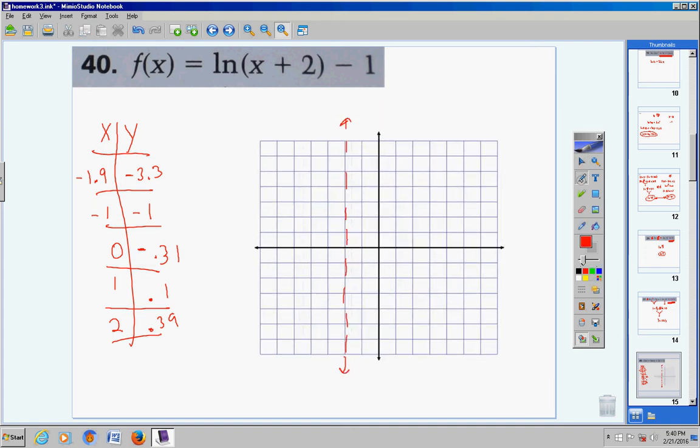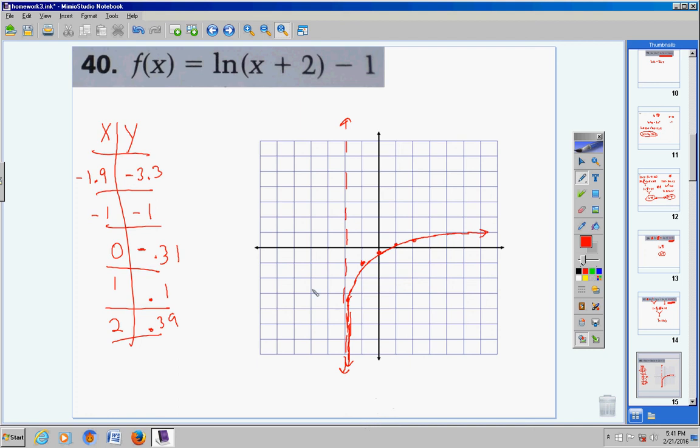Now, negative 1.9, negative 3.3, so about right here. Negative 1, negative 1. 0, negative 0.3, so 0, negative 0.3. 1 is a 0.1, and 2 is a 0.39. So we're getting a pretty good look at the curve here, the graph. And there's my logarithmic function, getting closer and closer to the vertical asymptote, but never crossing it. And that's it, guys, okay?